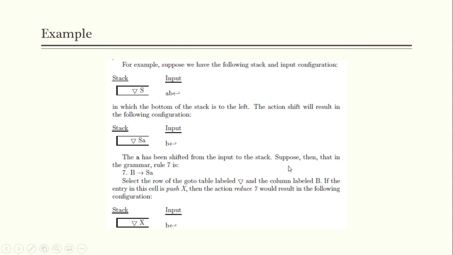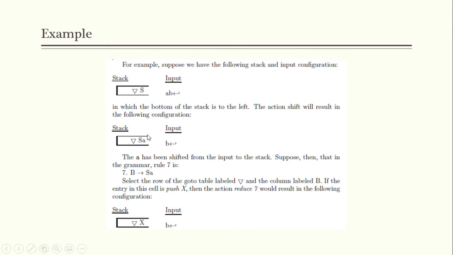Suppose then that in grammar rule 7, let's say this is your grammar rule 7, which means reduce 7. When it is a reduce, you need to look up information in the goto table. For you to read the goto table, two pieces of information are needed: one is the row, another is the column. So what would be the row? The row would be the one before the input symbol.